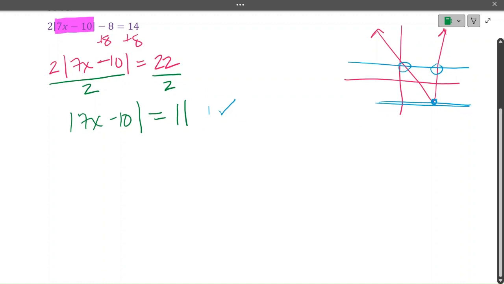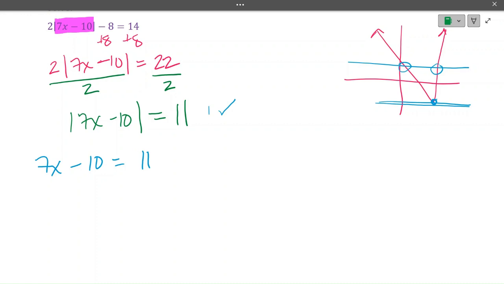So we are going to actually write two equations. One where it's 7x minus 10 equals positive 11, because if what's inside of the absolute value bars equals positive 11, the absolute value of 11 is 11 because of its distance from 0. We also have to write a second equation that says 7x minus 10 equals negative 11, because what's in the absolute value bars could equal negative 11, and the distance from 0, which is what absolute value is, is still 11.